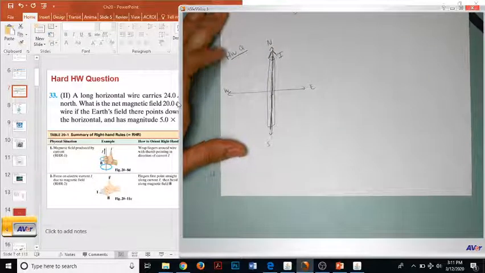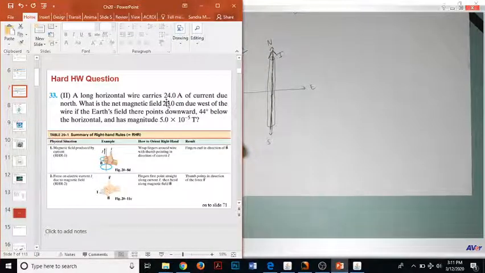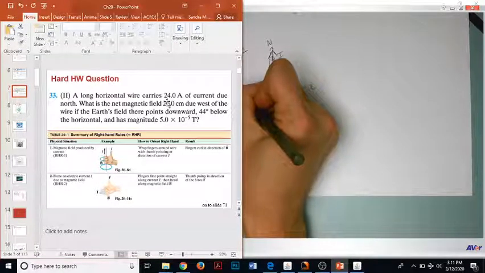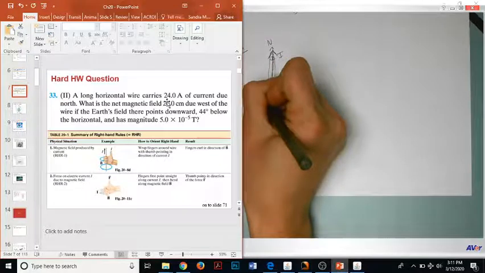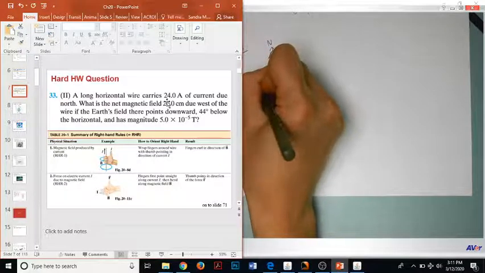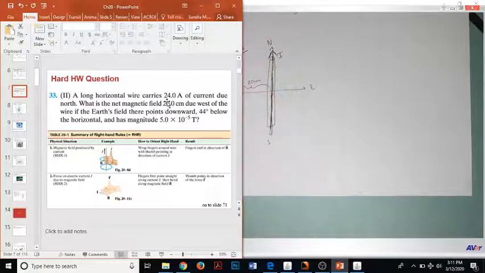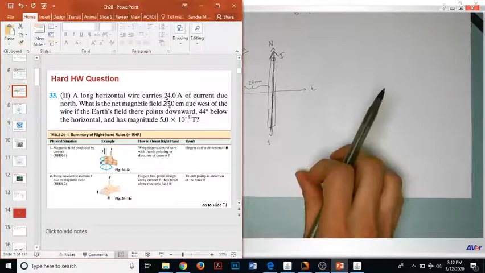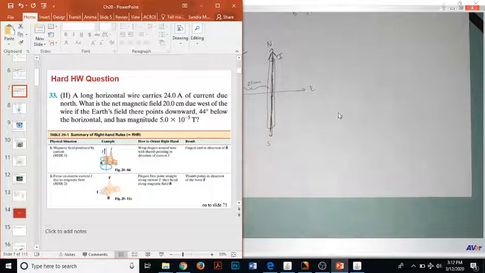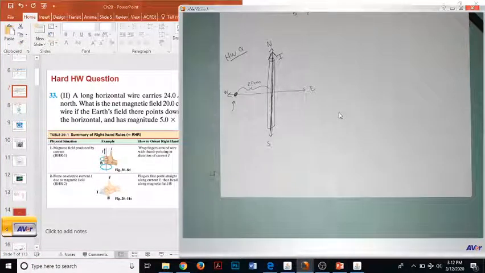And I want to know what the net magnetic field is 20 centimeters due west of the wire. So I'll call this distance here 20 centimeters. What is the magnetic field if the Earth's field there points downward 44 degrees below the horizontal and has that magnitude? So this is hard because we need to think hard about Earth's magnetic field.